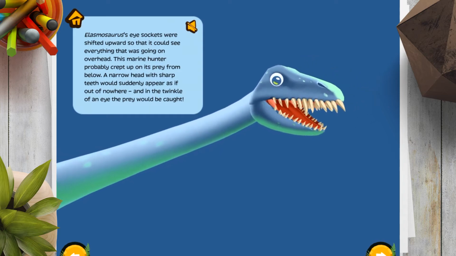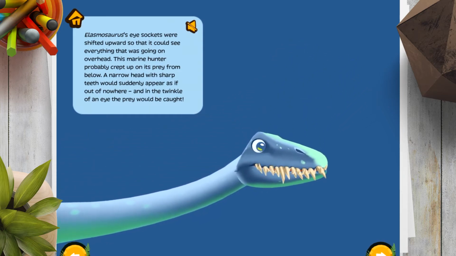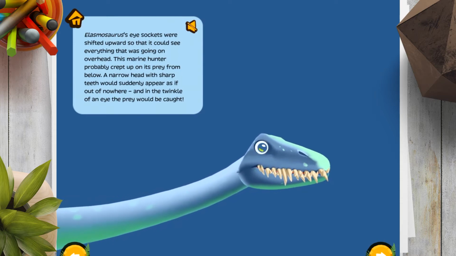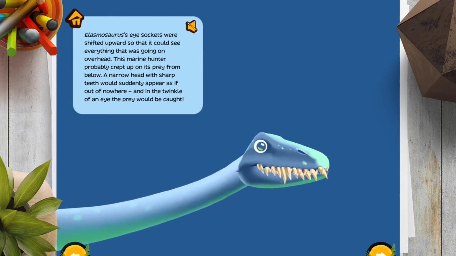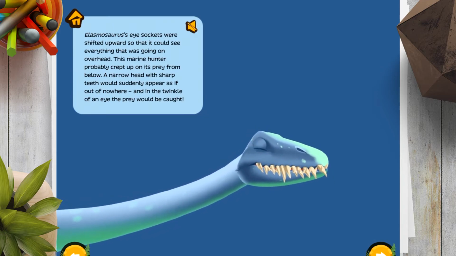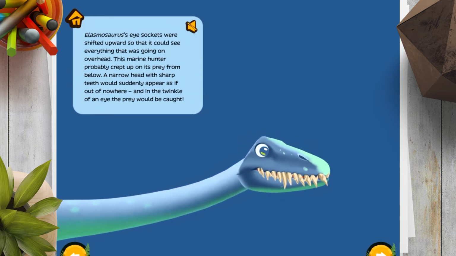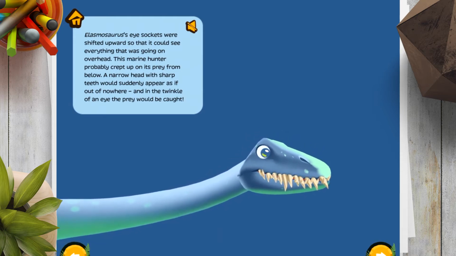Elasmosaurus's eye sockets were shifted upward so that it could see everything that was going on overhead. This marine hunter probably crept up on its prey from below. A narrow head with sharp teeth would suddenly appear as if out of nowhere, and in the twinkle of an eye, the prey would be caught.